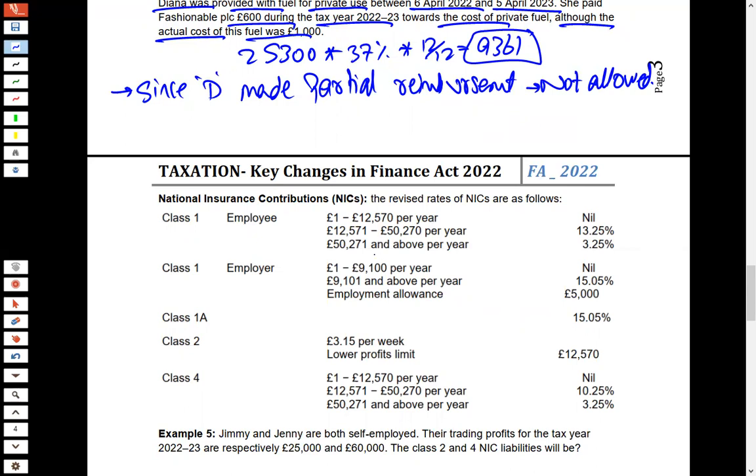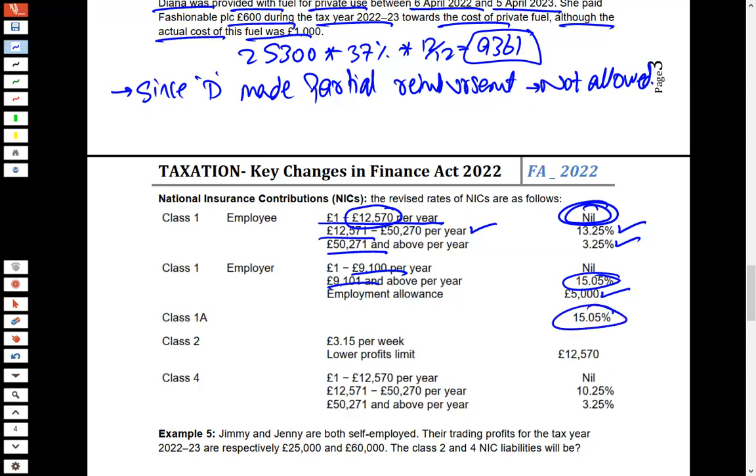For class 1 NIC, the 0% band is now from 0 to 12,570, then 13.25% from 12,570 to 50,270, and 3.25% above 50,270. So now they have linked this nil percentage with the personal allowance limit, nothing else. Employer has always a different rate. So it is 15.05%, employment allowance 5,000. For class 1A, it is still 15.05%. So the class 1 employer rates are always the same. Class 2 is 3.15 per week.